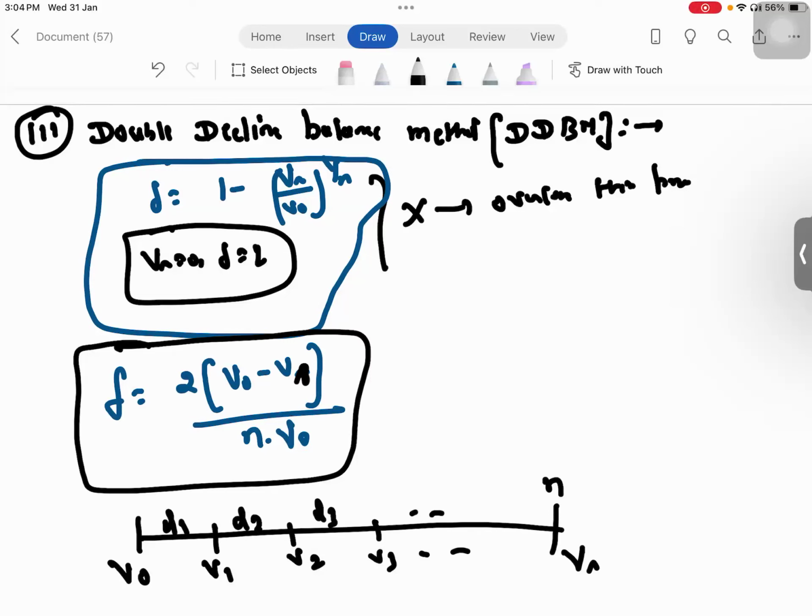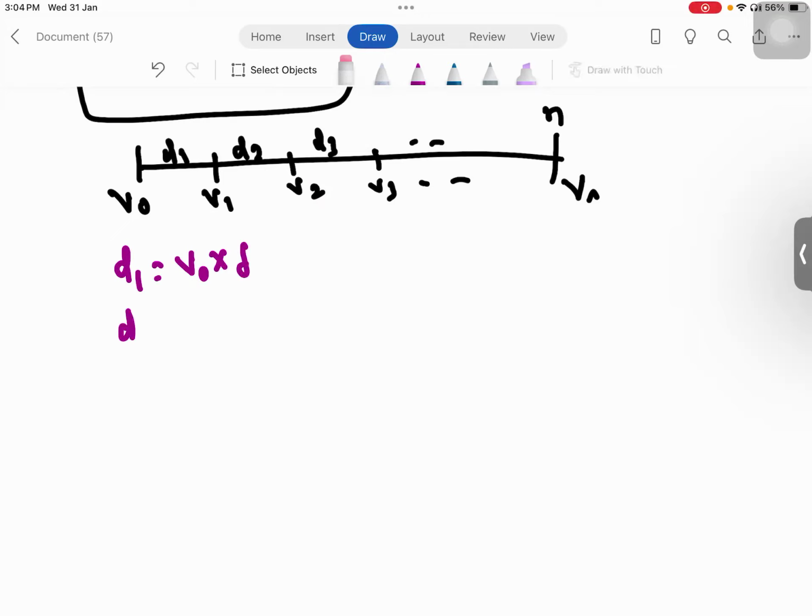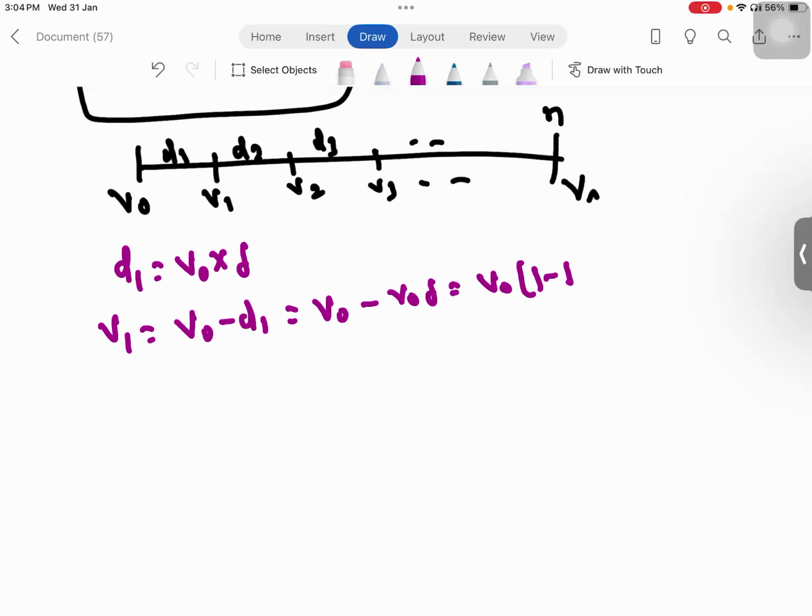So if I want to calculate the depreciable amount in the first year, how can we calculate? We write the depreciable amount D1 equals V naught multiplied with F. After that, you can calculate the asset's value V1 equals V naught minus D1. So you can also write V naught minus V naught F, that is equal to V naught into 1 minus F. The similar process that we applied in the declining balance method, but only the percentage fixed factor formula is different.